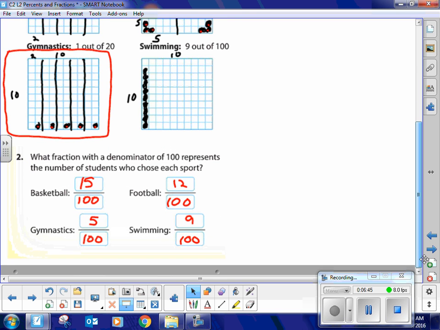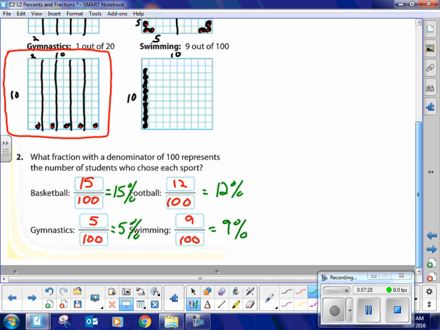Okay, now we already learned what a percent was from the last one, right? Where it said a percent is a ratio comparing any number to 100. Okay, and if you look here, we're now set up that we are comparing numbers to 100. So I know that this is not asking us to do this, but I'm going to go ahead and jump the gun and explain it to you real quick. Basketball, this is already being compared. 15 to 100 is the same thing as 15%. Okay, it's being compared to 100. Football is 12%. All right, gymnastics is 5%. And swimming is 9%.